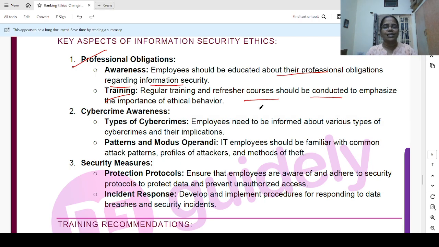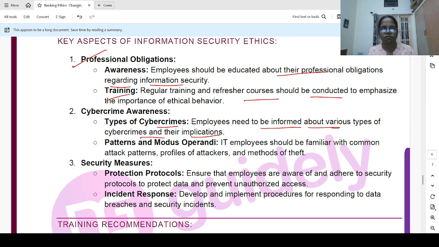They also have to create cyber crime awareness, which is another key aspect of information security ethics. Types of cyber crimes: employees need to be informed about various types of cyber crimes and their implications. What are the various types of cyber crimes? What are the implications of those cyber crimes? It should be educated to the employees by conducting many training and development programs. For that they have to bring in the patterns and modus operandi.